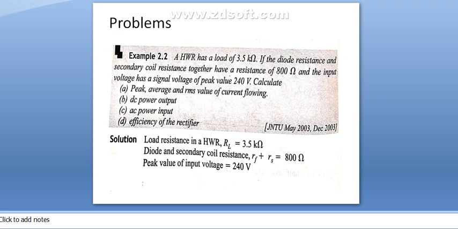So next problem: a half wave rectifier has a load of 3.5 kilo ohms. If the diode resistance and secondary coil resistance together have a resistance of 800 ohms and the input voltage has a signal voltage of peak value 240 volts, calculate the peak, average and RMS value of current, DC output power, AC input power and efficiency of the rectifier.